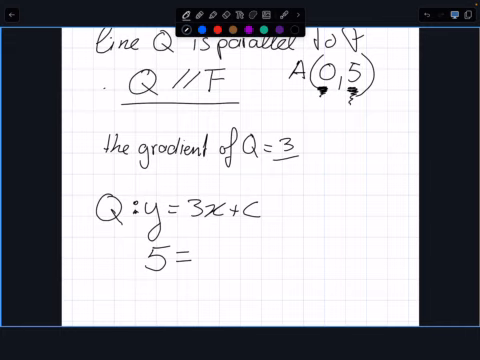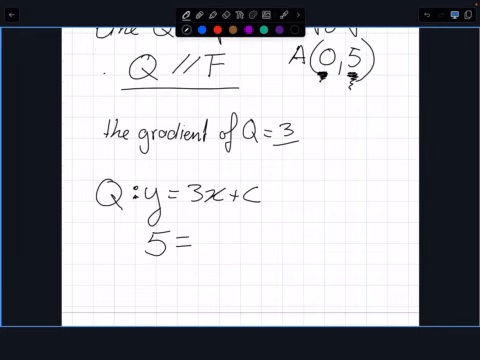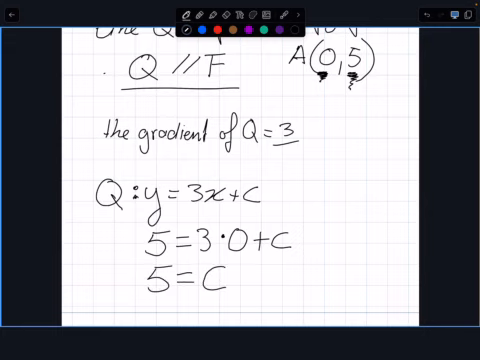The starting point, and what? In the equation, the C. Yes, always. And the coordinate 0, 5 is for Q. Q goes through 0, 5. So 5 equals 3 times, what is the x value? 0, plus C. So what is the C? 5 equals C. So what is the equation?